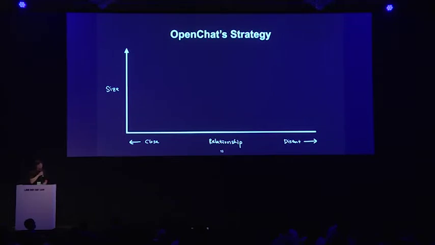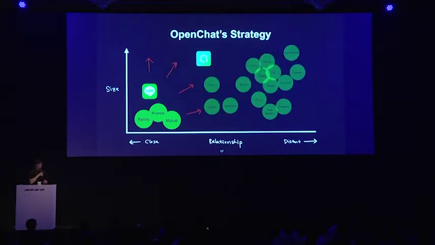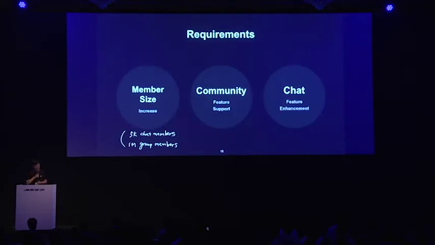If I put Line here, it's currently located in the left bottom position, since it's for close relationships and small size groups. So OpenChat is trying to expand Line's user base, including distant relationships and also bigger size communities. So it targets various sizes of communities and also various kinds of relationships. Currently, the service is targeting the middle and the right side in this matrix. Based on the strategy, its requirements were in 3 categories.